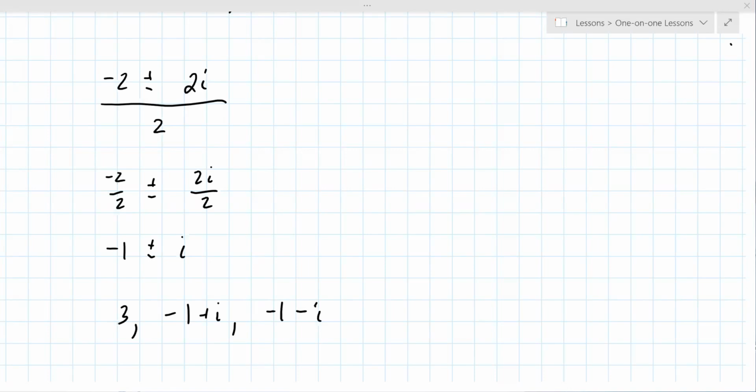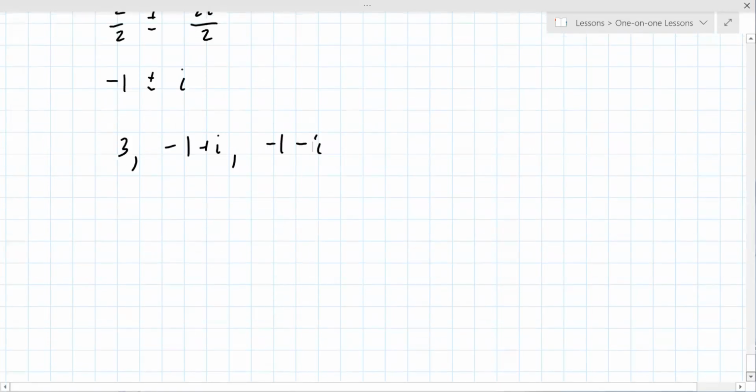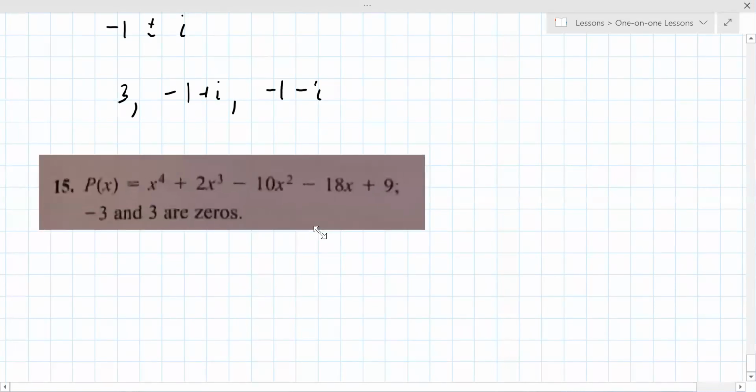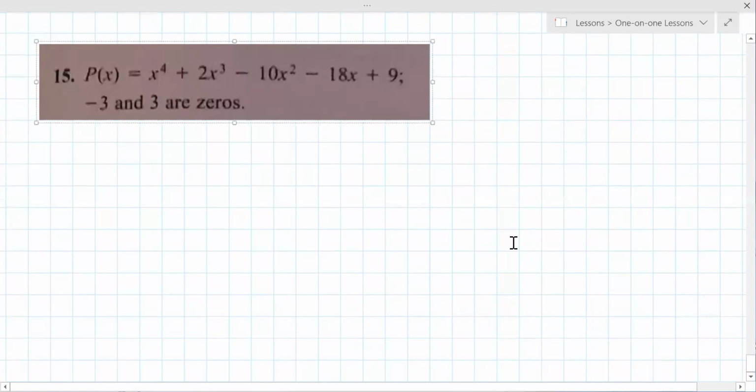All right, now on to number 15. Try this one again with synthetic division for either -3 or 3 to start, but then you want to carry on the synthetic division again with the other one. So if you start out with -3, then you want to do it with 3.